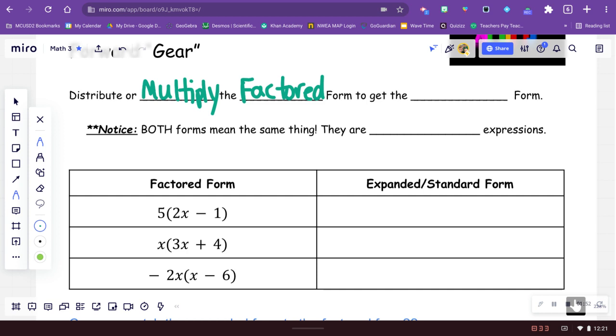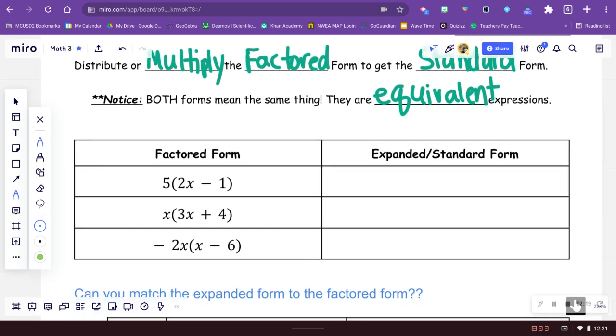And once we multiply it out into the multiple terms, that is called standard form or expanded form, because we're getting rid of those parentheses and expanding it out. As we go through these examples, please do notice that both forms mean the exact same thing. They're just written in a different way. So we call that equivalent expressions. They mean the exact same, just two different ways of writing it.